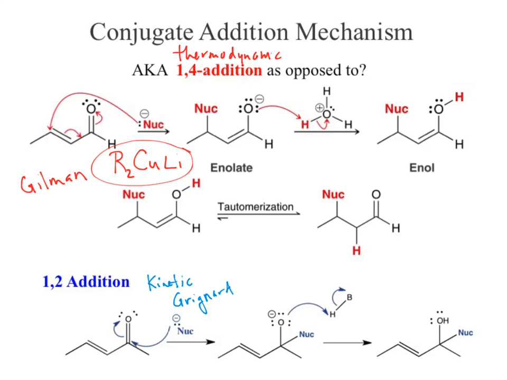What makes it stabilized? Well, our classic example for our Gilman is the alkyl cuprates. So that alkyl group attached to the copper is now a nucleophile, but the copper stabilizes it enough that we see the 1,4 addition. Other examples: cyanide.